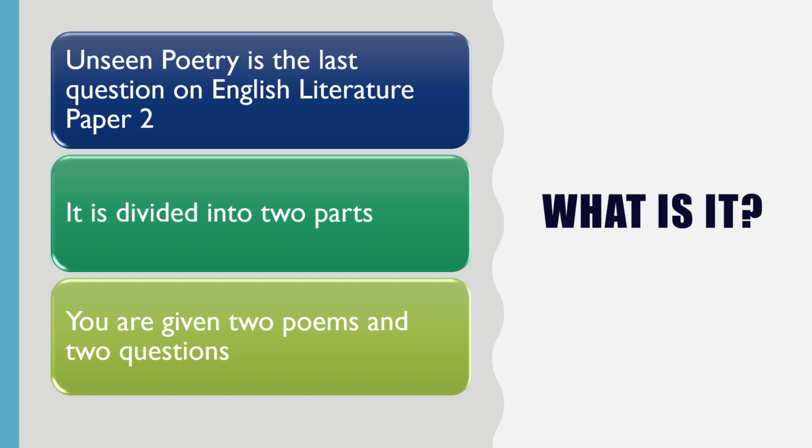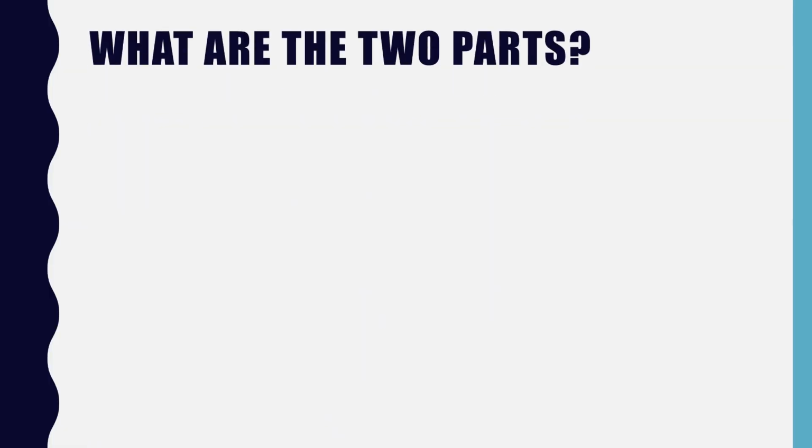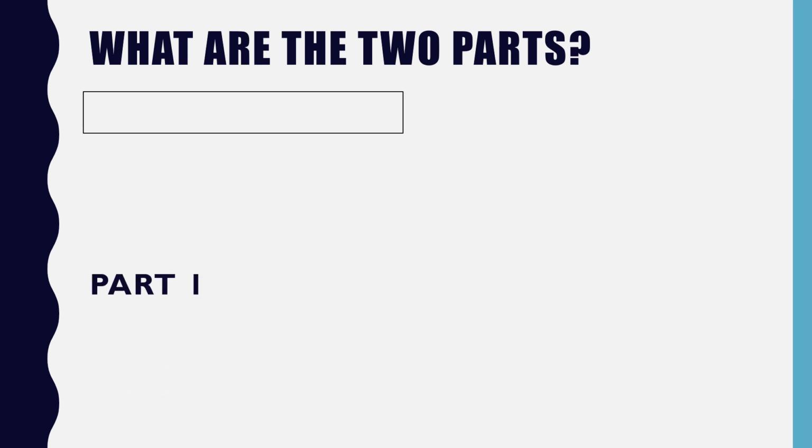So what is it? Unseen poetry is the last question on English Literature Paper 2. It's divided into two parts. So you're given two poems and two questions. There's a lot of twos in this. It seems to be paired up quite well. So what are the two parts?